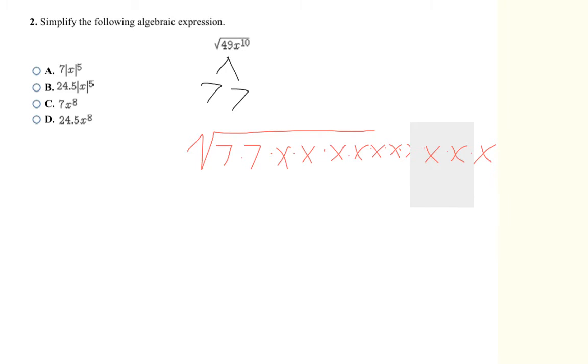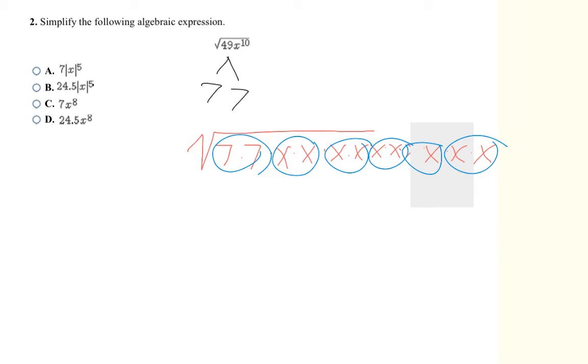And now I'm going to circle pairs. So 7 and 7 is a pair. X and x is a pair. Another set of x's, another set of x's, another set of x's, and another set of x's. So once again, I've circled everything under the radical symbol. That's just going to drop out of my answer now.